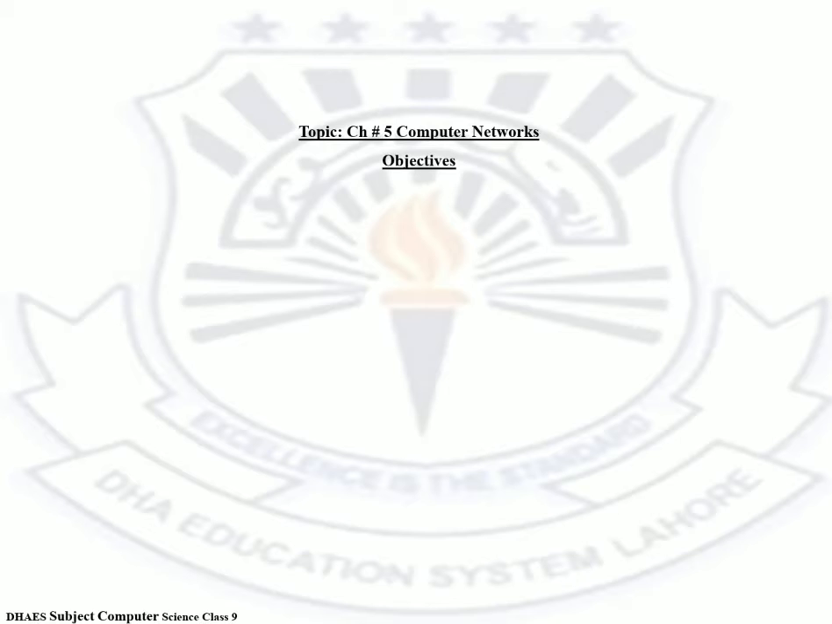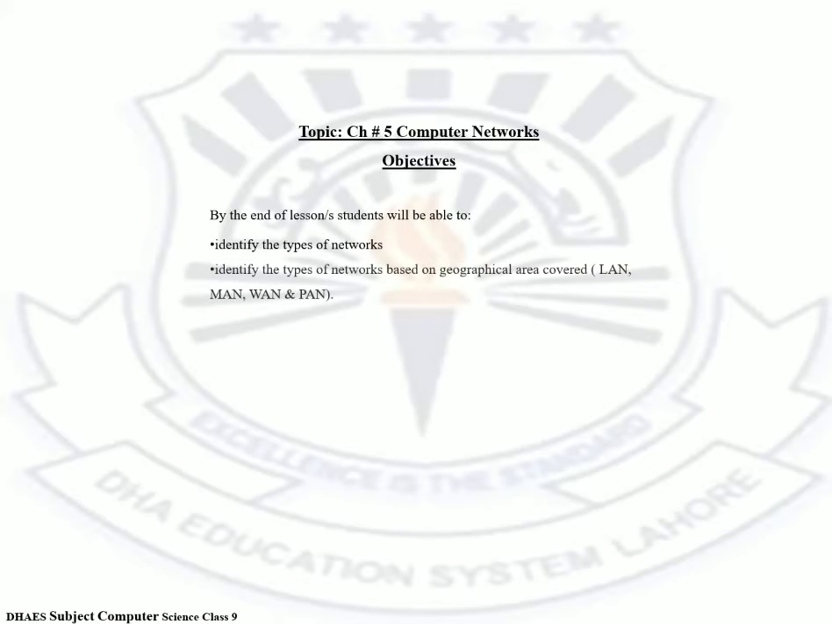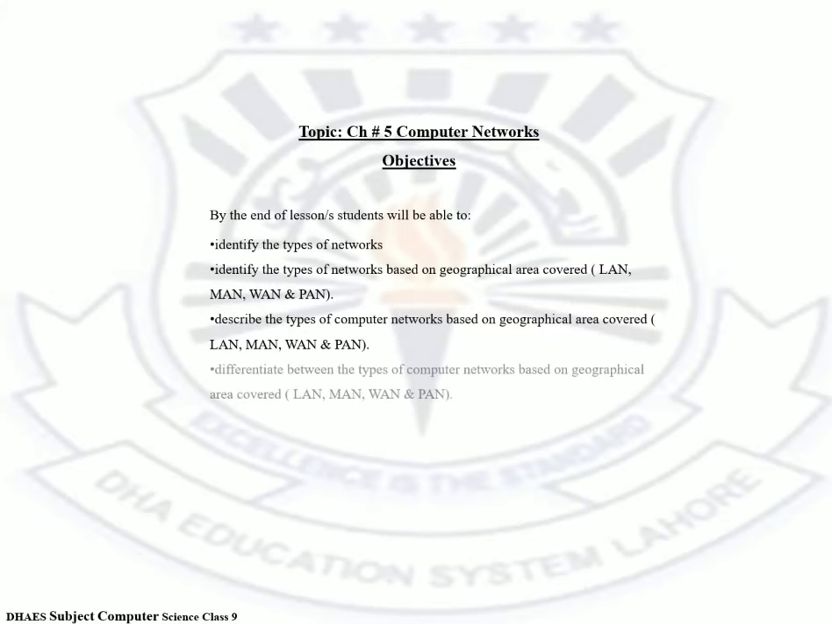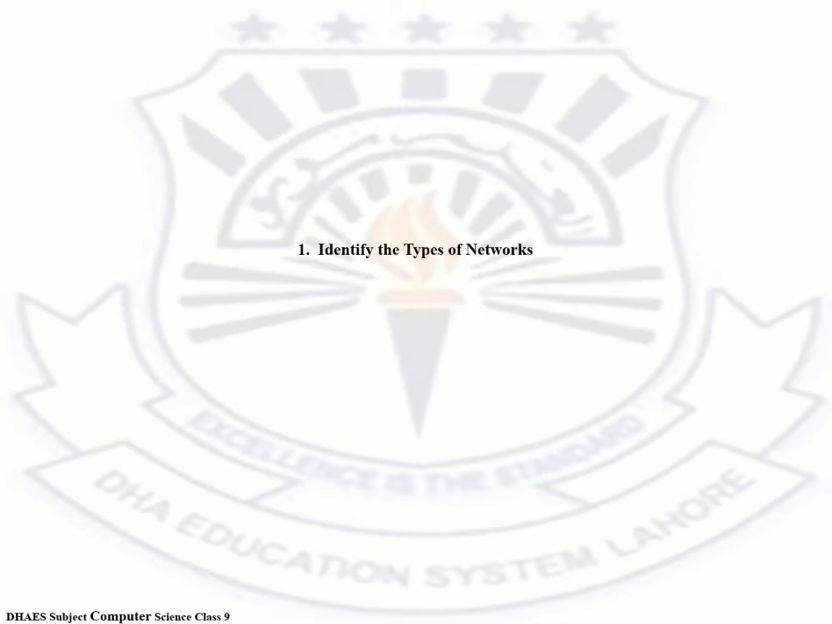Objectives for today's lesson are: by the end of the lesson, students will be able to identify the types of networks based on geographical area covered, describe the types of computer networks based on geographical area covered, and differentiate between the types of computer networks based on geographical area covered, that are LAN, MAN, WAN, and PAN. Objective number 1: identify the types of networks.